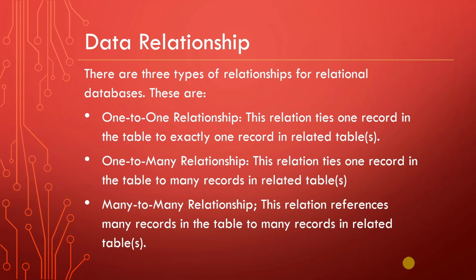In the one-to-many relationship, there is a relation that references one record in one table to many records in related tables. We can think of this one-to-many relationship as a parent-child relationship. Now the many-to-many relationship references many records in the table to many records in related tables. This is not very hard to understand once you see the records in the table.